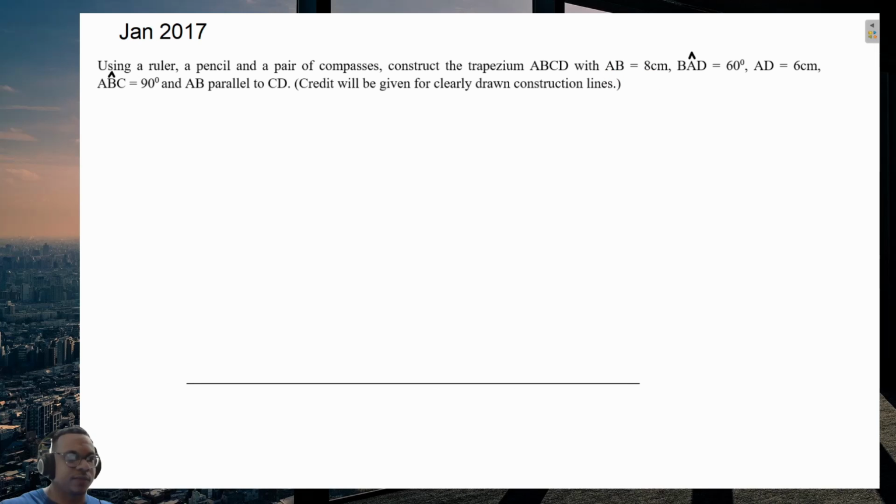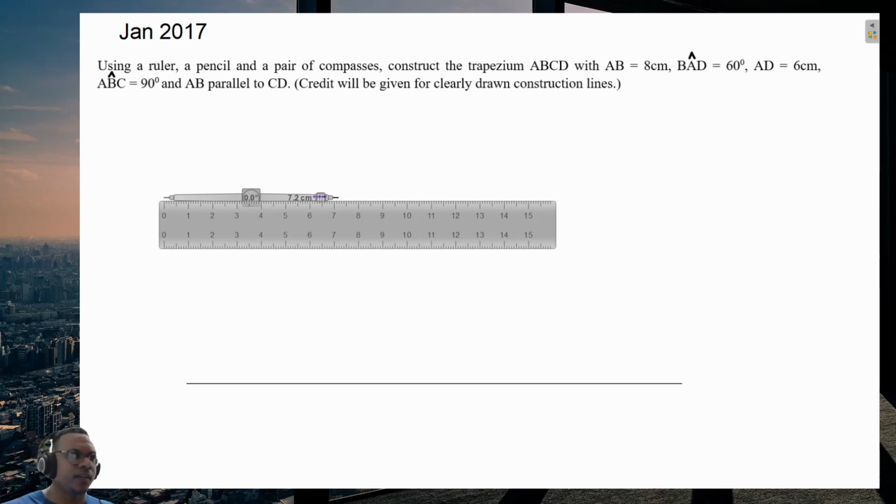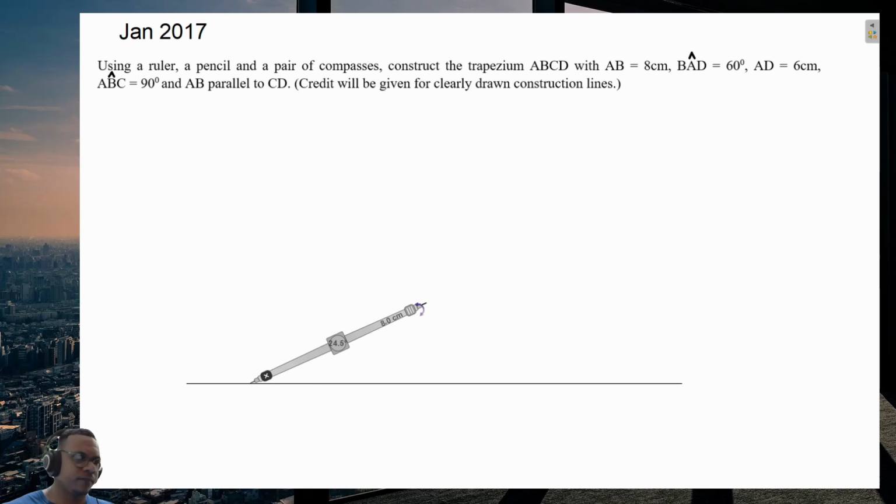So first I'll start with a light line, and I'll draw it more than 8 centimeters long. Then I'll take my compass and open it out to 8 centimeters. I'll make an arc to cut the line. I'll make another arc to cut the line here, and that will be our line segment AB.